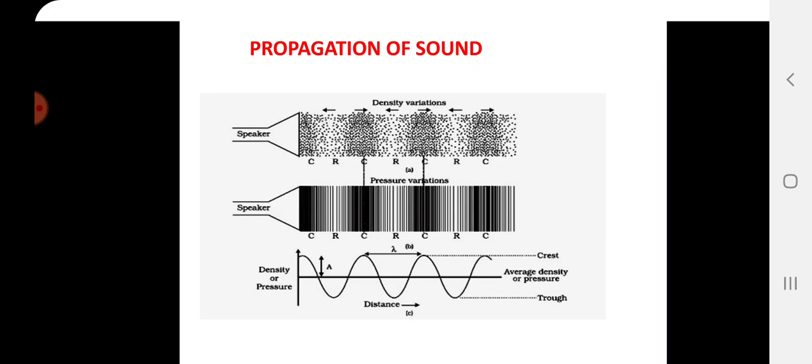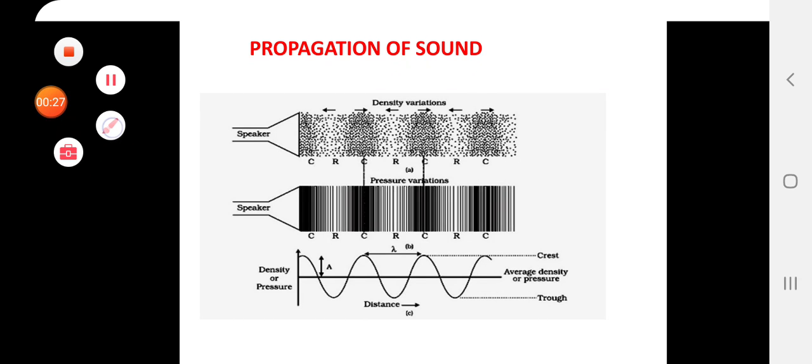One is propagation of sound, how sound propagates in a medium. Now, as the vibrating body produces a sound, these sound waves travel from one point to another point by transferring energy to the neighboring particles. Now, you can see in this diagram, these sound waves are vibrating in the form of compressions and rarefactions.